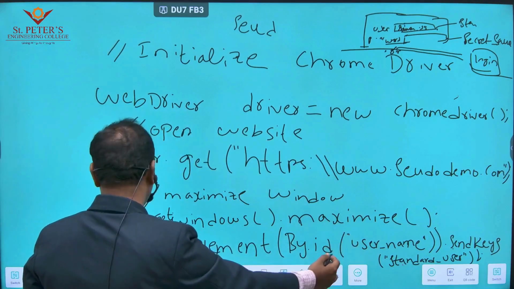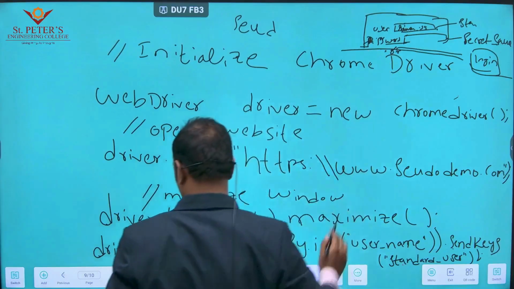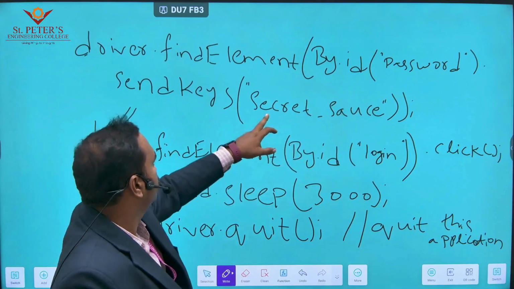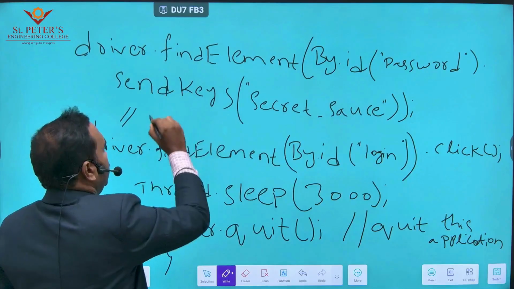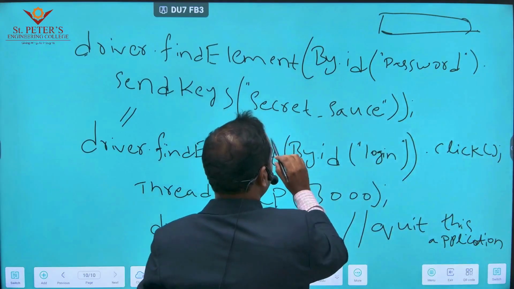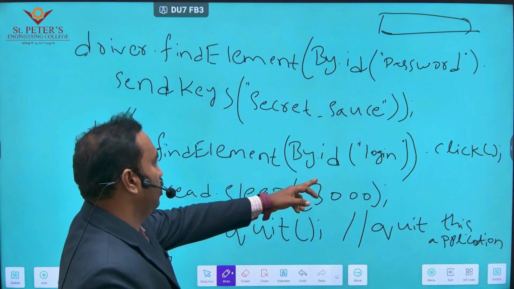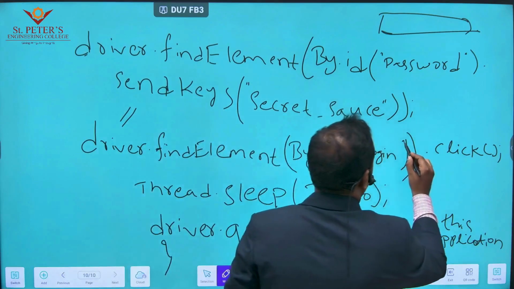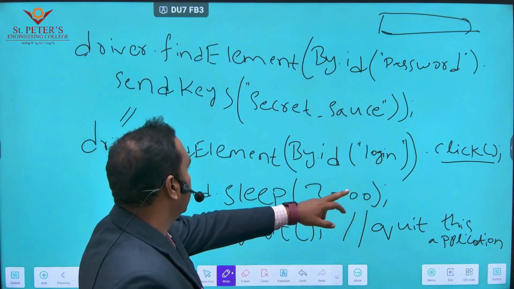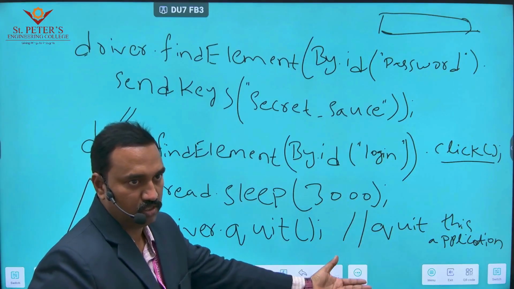And after that we go to the password. In the password I have used the same command, by password. With sendKeys, in the text box I have entered secret_sauce. After that I have used the login; for login, I have declared this command to click on it, the click button. After clicking, it will open the next page.